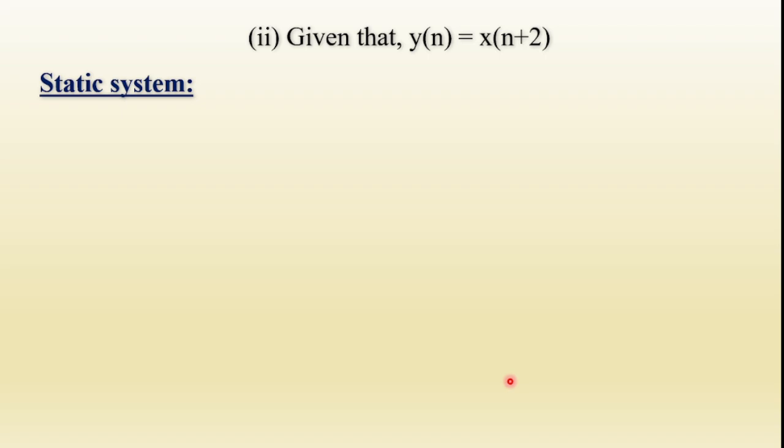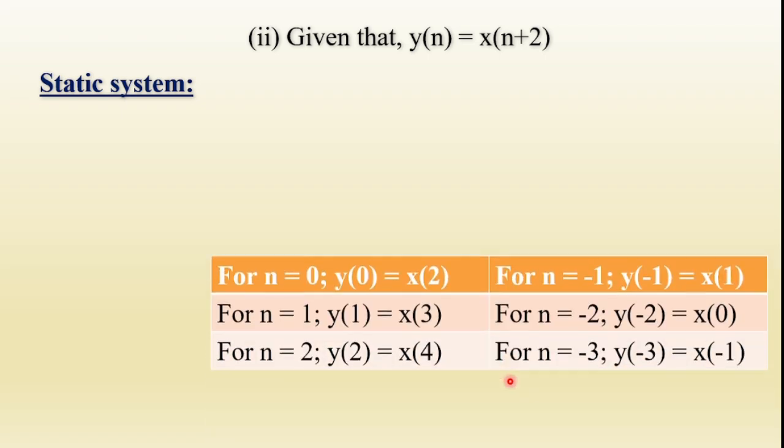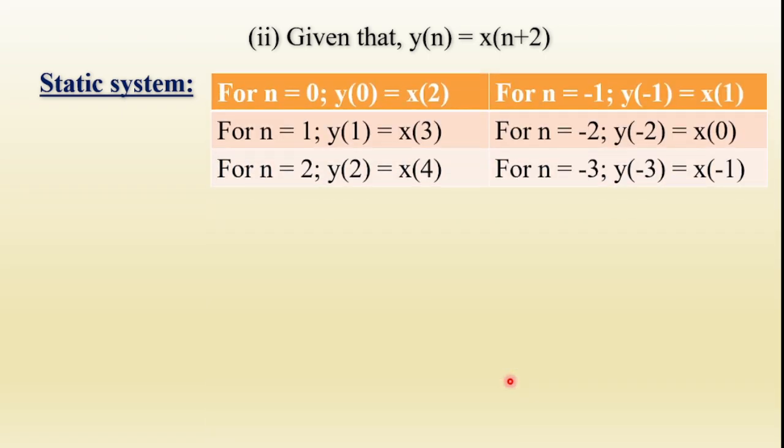So in this equation, n is substituted by minus infinity to plus infinity. For all values of n, if the output depends only upon the present values of the input, the given system is static system. Otherwise, it is said to be dynamic system. So in the given system, first substitute n is equal to 0. For n is equal to 0, then y of 0 is equal to x of 2.